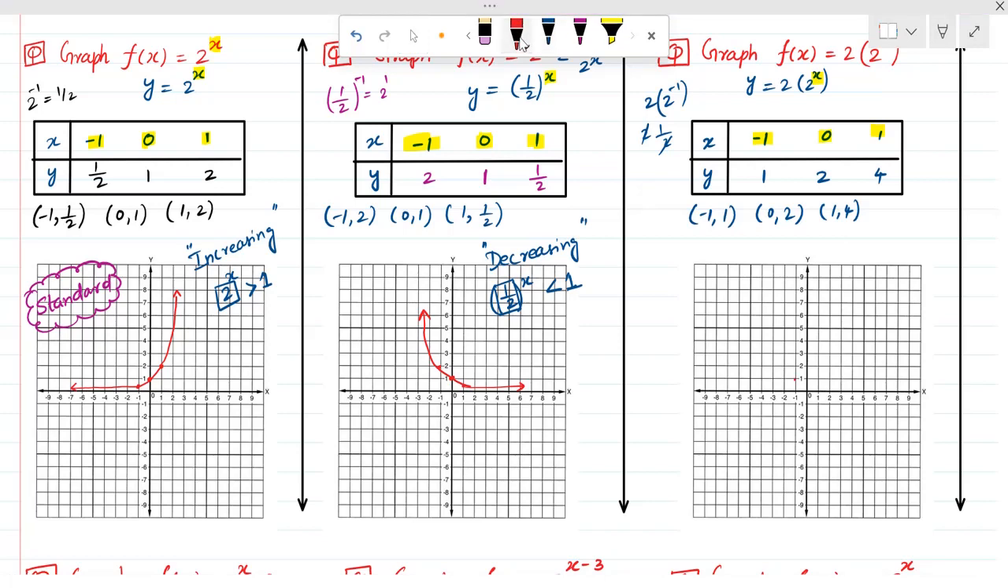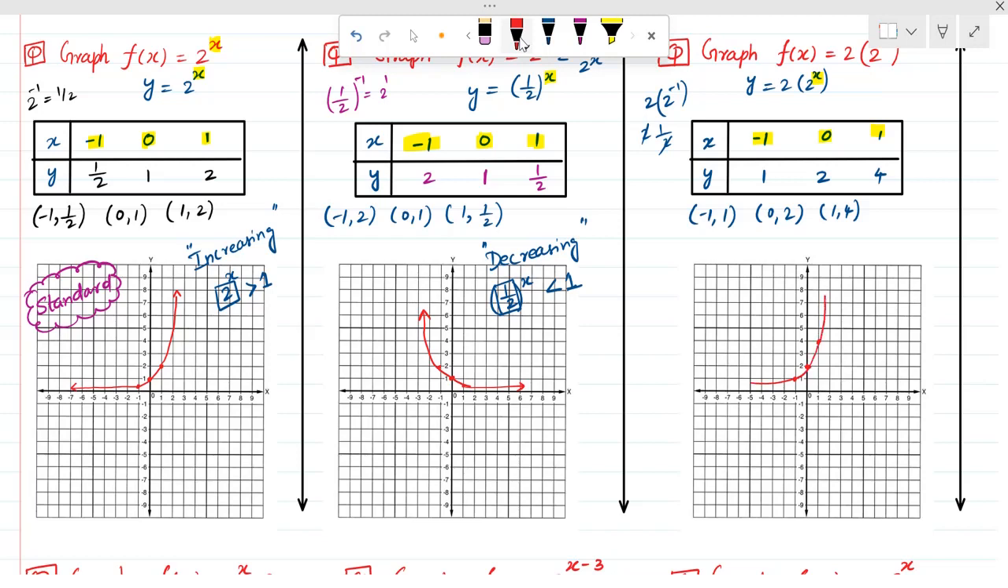Minus 1 and 1, it will be here. Then we will have 0 comma 2, it will be here. Then 1 comma 4, it will be here. So what happened here?